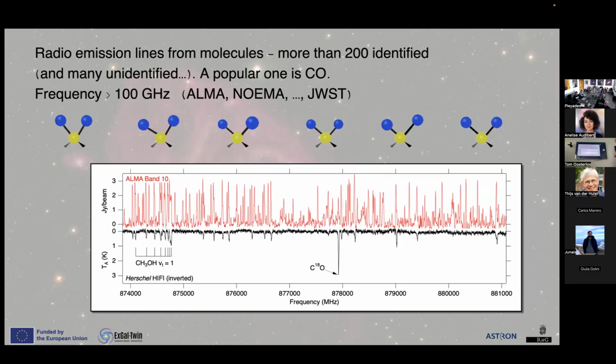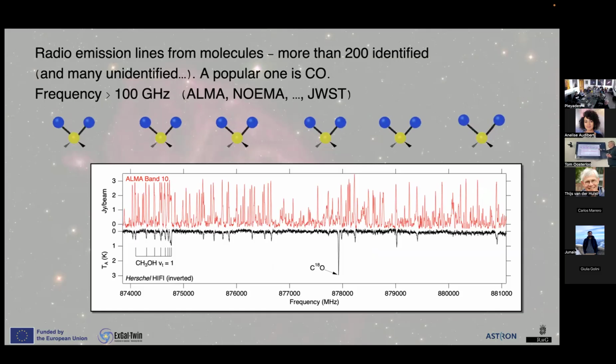Molecules. The physics of the HI line is very simple. There's only one transition, and it's usually optically thin. So there's not a lot of physics you can do with HI. For molecules, that's very different, because molecules are much more complex.